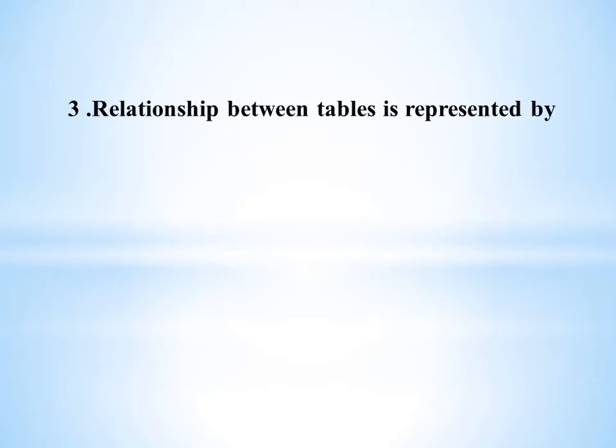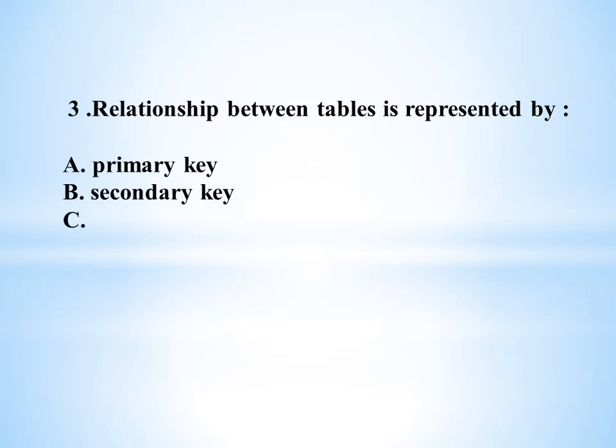Now come to the next question. The relationship between tables is represented by, options are primary key, secondary key, foreign key, none of these. So the right option is foreign key. Okay, so foreign key works as a link between the two tables.